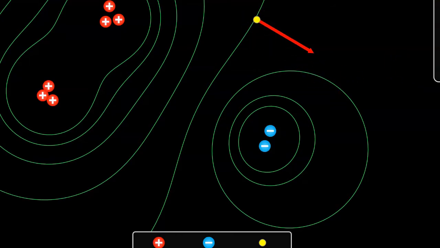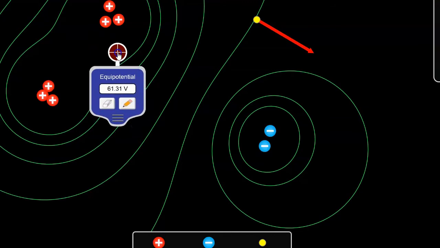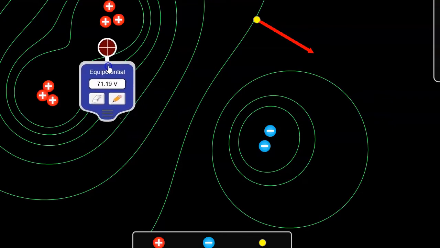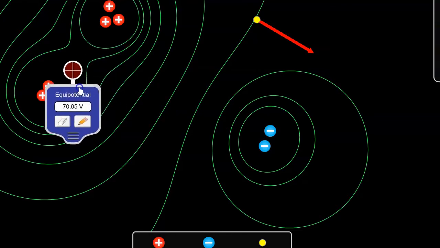Let me just add a couple more voltage readings. Let's say I go up here. So this one here was 50. Let's go to 60. Add a couple more. And then go to 70. Perfect. Okay, and then maybe we can find a 70 over here as well.